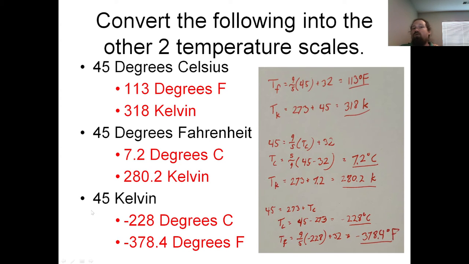The last one is 45 Kelvin. And considering that 0 Kelvin is absolute zero, and that's the coldest temperature that exists, 45 Kelvin is pretty close to absolute zero, which means it's colder than anything you as a living human will ever experience. If you were ever in a room that was 45 Kelvin, you'd be pretty instantly turned into an ice sculpture.